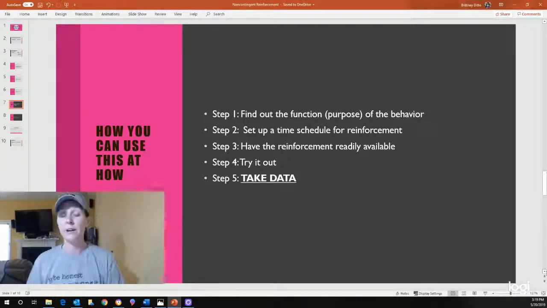After that point, we would move on to step 5. You want to take data.